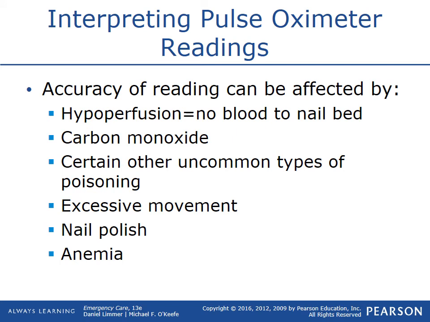So the accuracy of those pulse oxes can be affected by multiple things. So hypoperfusion: if there's no blood getting to that nail bed, that red light's not going to be able to hit any red blood cells, any hemoglobin, to see really what's going on.